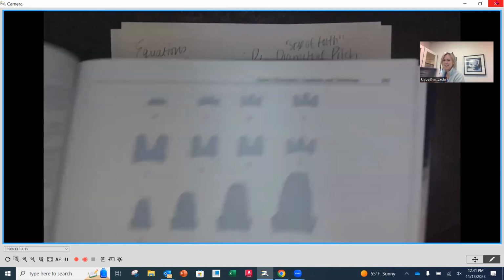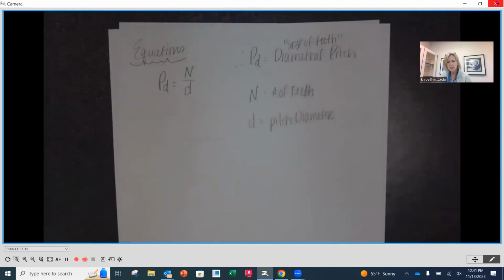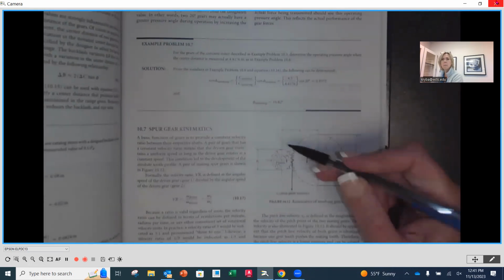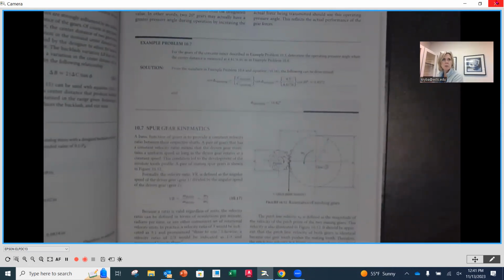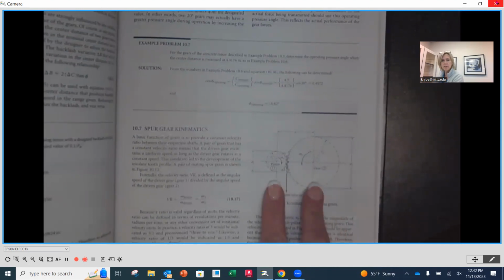And then when we look at pitch diameter, that's the physical size of the effective diameter of the two circles that are going to be in mesh. So if I take half the pitch diameter for each of these, I would have the center distance, for instance, right?